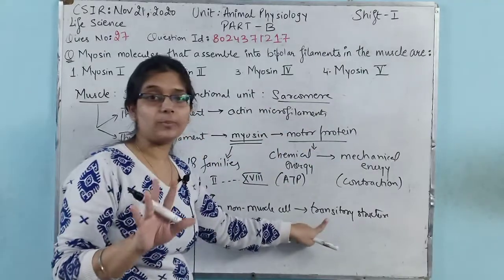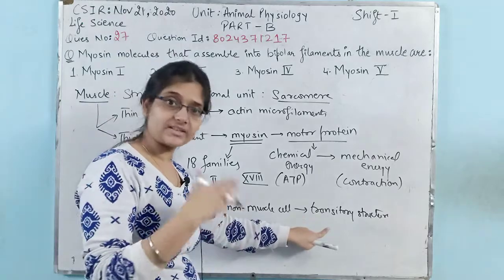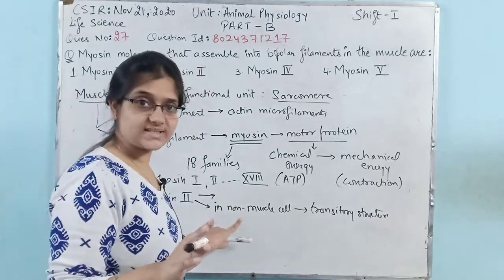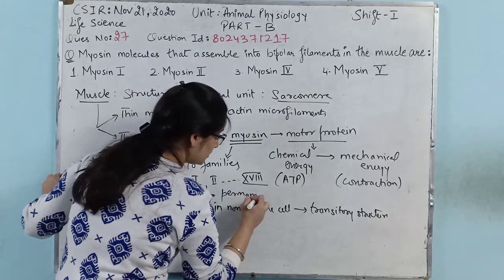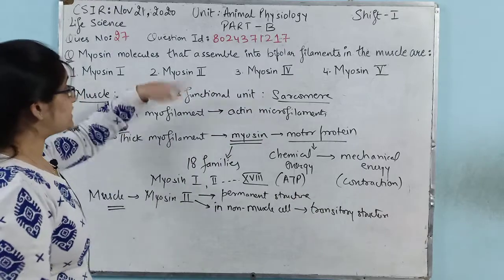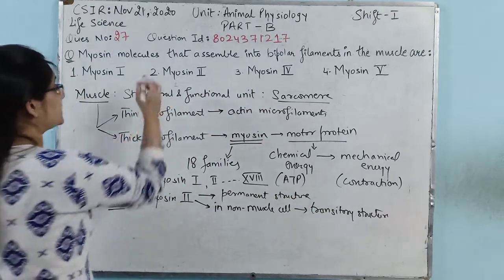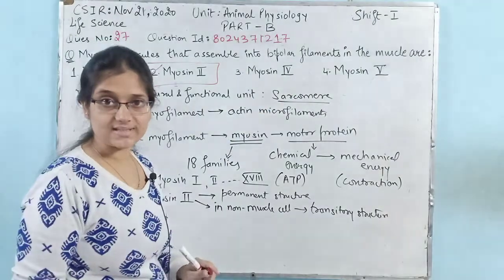Transitory means it won't be permanent. It will be there for some time, and then when its work is complete, it will be lost inside the non-muscle cell. While in the case of muscle cells, this will be a permanent structure. So in this case, the correct answer is myosin 2, which is found in the muscle cell.